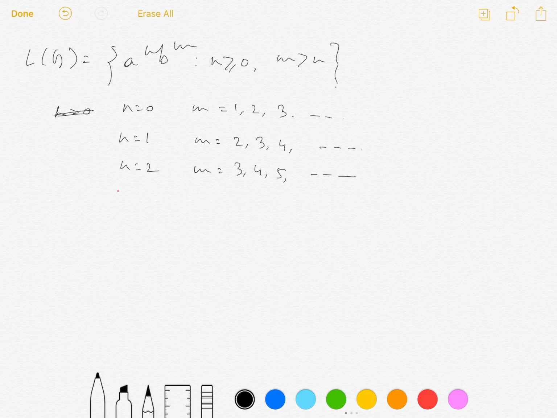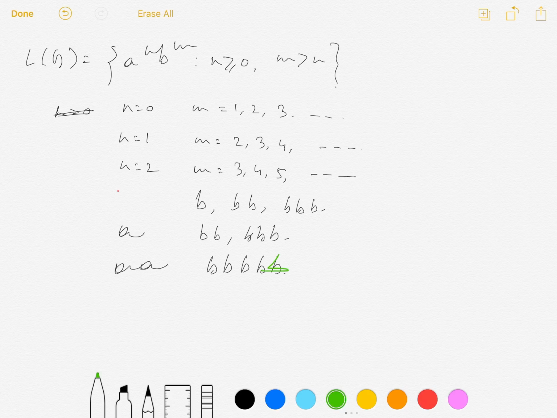Right. That means, if only whether a is there or not, b must be 1b, 2b, 3b, like this. If the value of a is 1, in that case b must be 2, 3, like this. If the value of a is 2, then the minimum value of b must be 3 or more, the value of b is 3, the value of b is 4, like this.